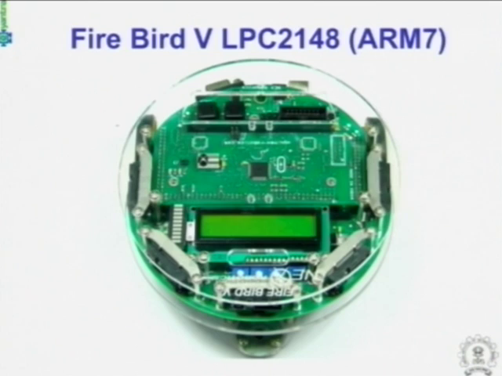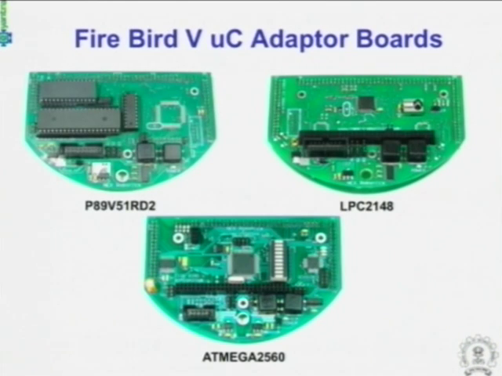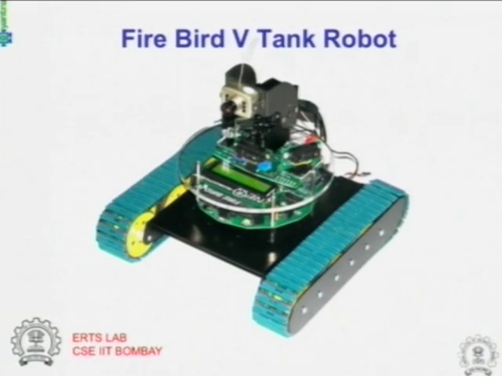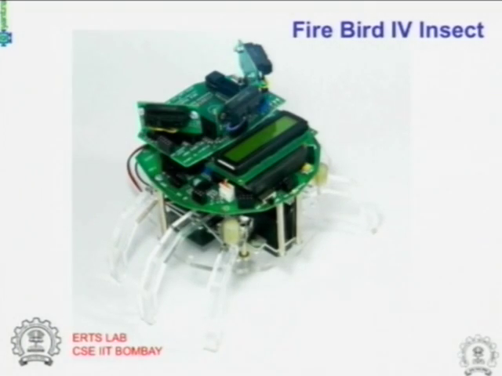This is the ARM7 robot. This is a variety of adapter boards that sit on the robot with different processors which drive it. This is the actuation changed to wheels, to tracks instead of wheels, and this is with our basic robot board can drive about 4 DC motors or 18 servo motors. So with that you can have a variety of locomotion.